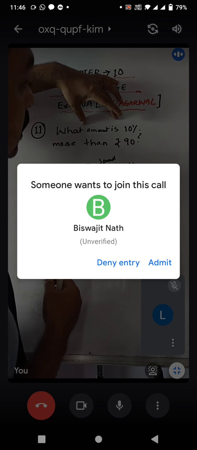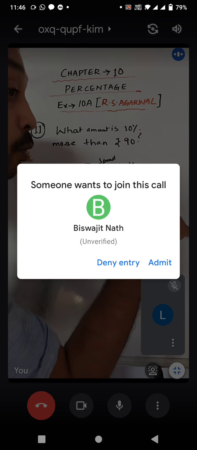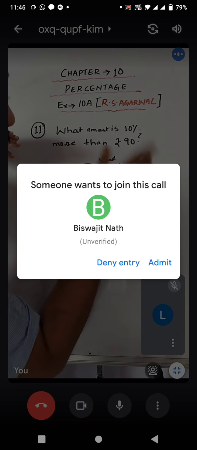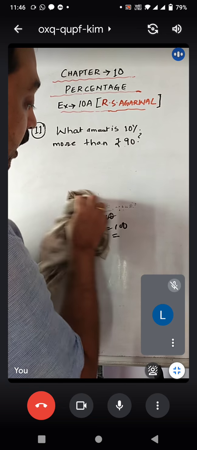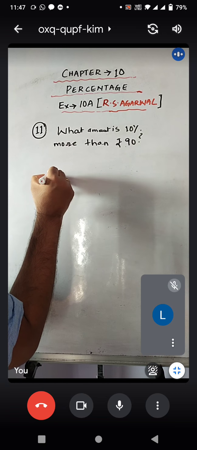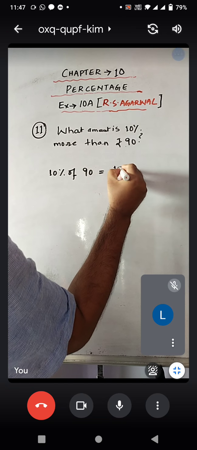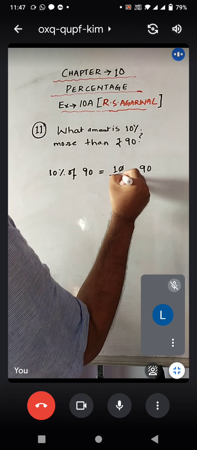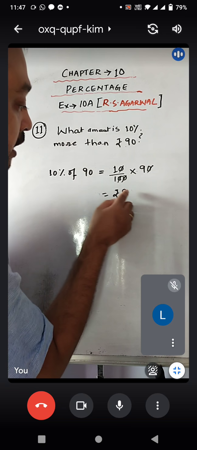Now according to the question, you have to find an amount which is 10% more than 90. But before that, you have to see what is 10% of 90. Then only we can find out the amount which is 10% more than 90, isn't it? So the first thing that we have to find out, students, is what is 10% of 90. So we'll write 10% of 90. 10% of 90 means 10 by 100 into 90. After reducing, we see that it is rupees 9. Fine. So 10% of 90 is rupees 9.